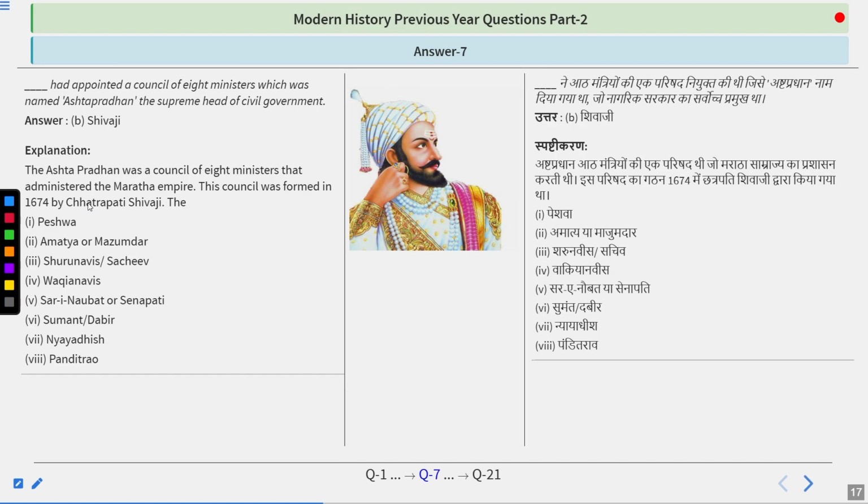The answer is Shivaji Maharaj. So Ashtapradhan was a council of 8 ministers that administered the Maratha Empire. This council was formed in 1674 by Chhatrapati Shivaji Maharaj. And the 8 ministers are Peshwa, Amatya, Shurunavis or Sachiv, Vakianavis, Sharai Nubat or Senapati, Sumant or Dabir, Nyayadhish or Pandit Rao. So these are the names of the ministers who held positions created by Shivaji Maharaj, known as Ashtapradhan.